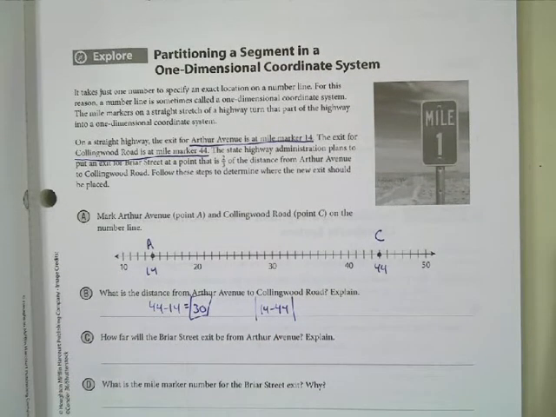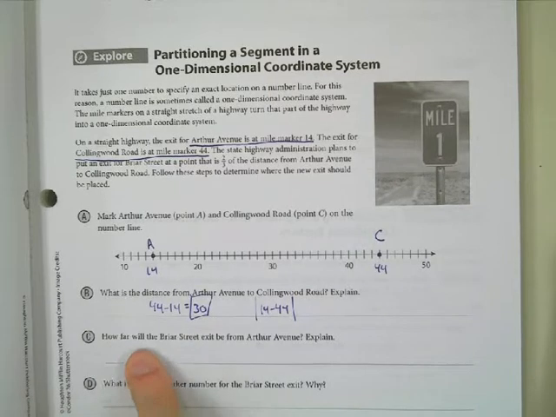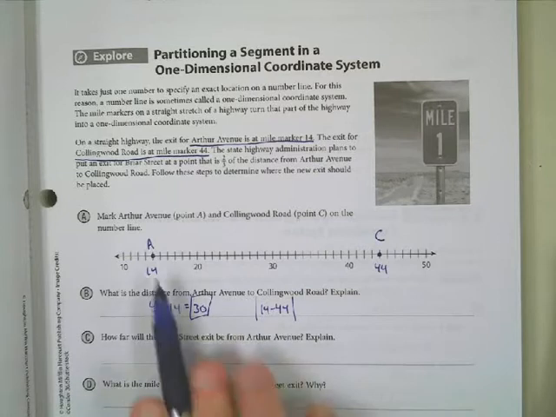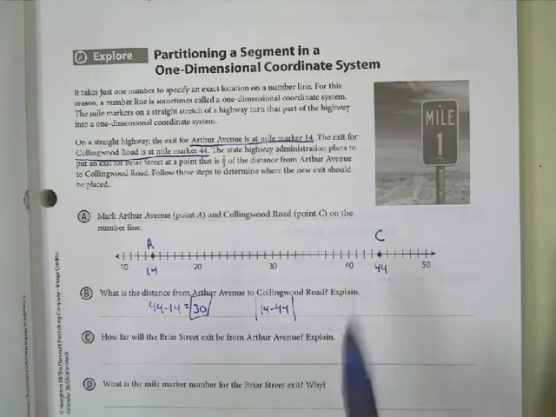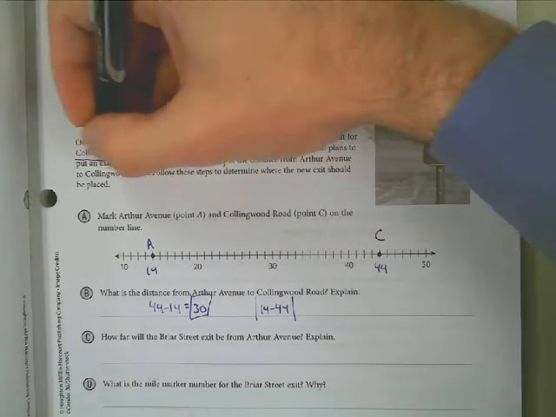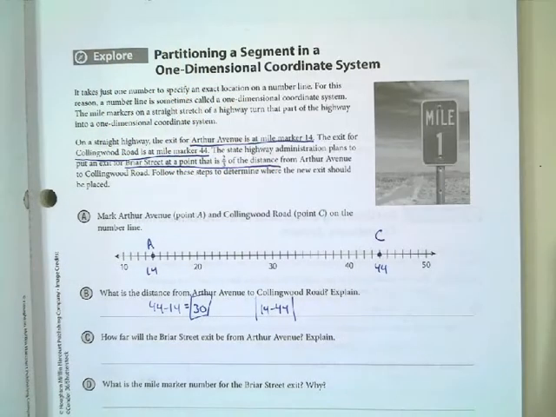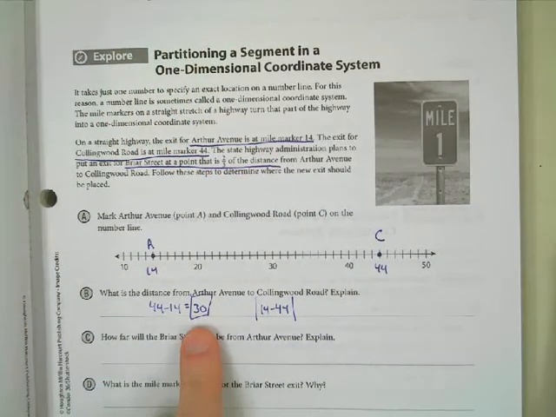All right, now, how far will the Briar Street exit be from Arthur Avenue? So the total distance is 30, but they want to put the exit at a point that is 2/3 of the distance. So what do we have to do to this 30? Divide by 3. Okay, so we could divide by 3, and then what do we have to do after we divide by 3?